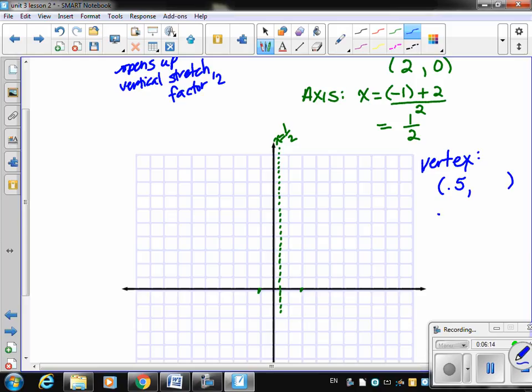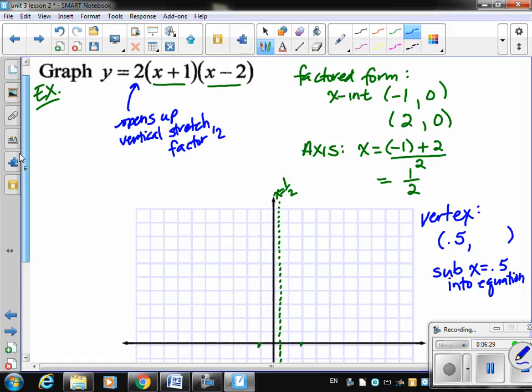I can substitute x equals 1/2 into my equation and find the matching y value, which will be that point on the parabola, which is my maximum or minimum. In this case, it's going to be a minimum because it opens upwards.